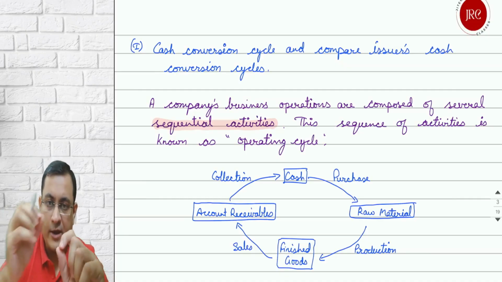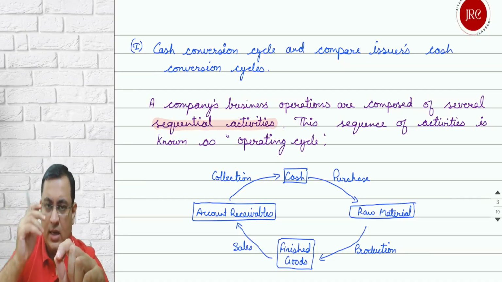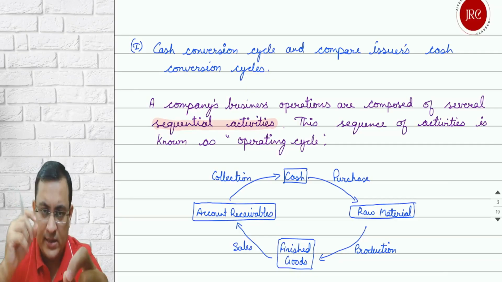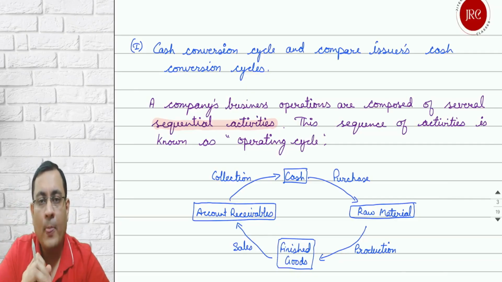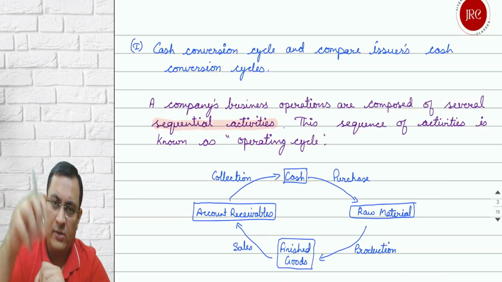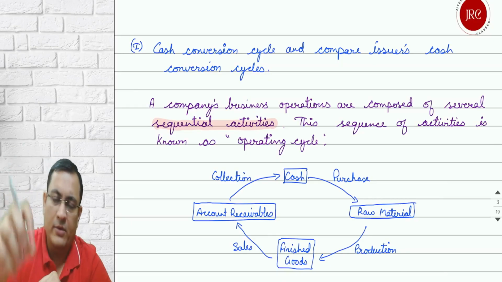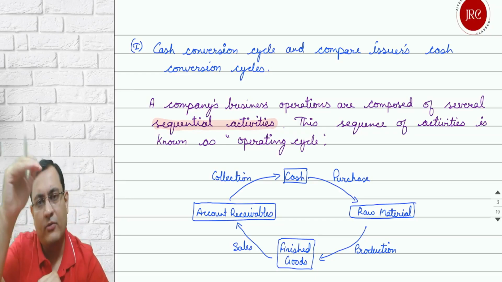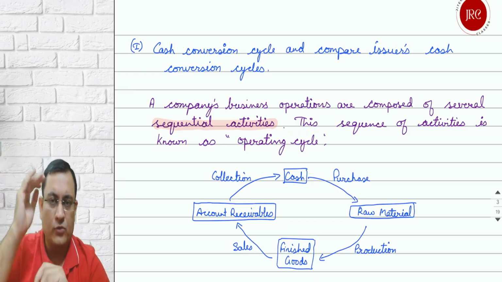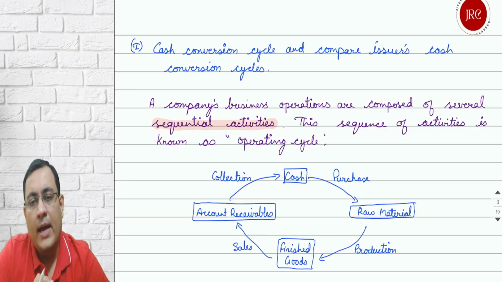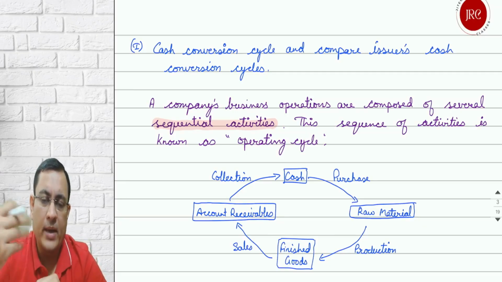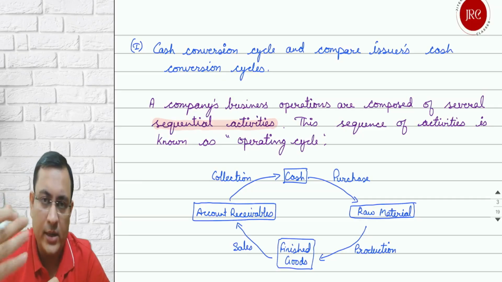So from cash till the completion of the production process, that is the stage of finished goods, is the amount we have invested in terms of inventory. Capital we have invested in terms of inventory, from raw material to work in progress to finished goods. And then these finished goods will be used for making sales to customers. So the third activity is sales.